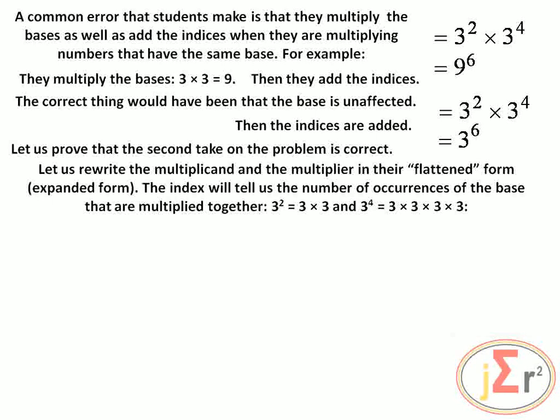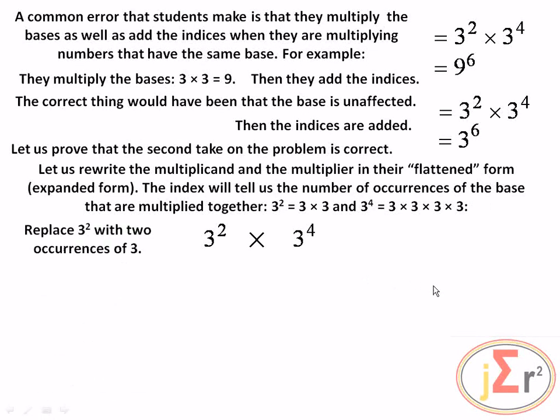Let us rewrite the multiplicand and the multiplier in their flattened form, and we mean expanded form. The index will tell us the number of occurrences of the base that are multiplied together. So 3 to the power of 2, 2 occurrences of 3, 3 times 3. 3 to the power of 4, 4 occurrences of 3, 3 times 3 times 3 times 3. So we have 1, 2, 3, 4 of them. So there is our problem under the microscope.